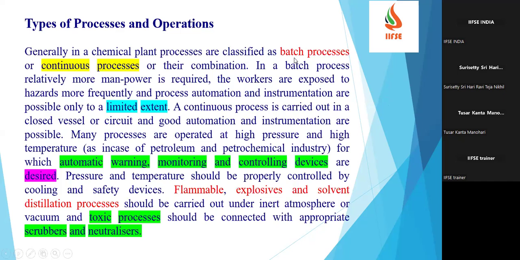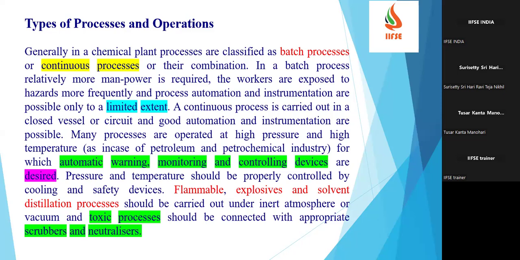If it comes to process hazards, there are two kinds of processes. One is a batch process, the other one is a continuous process. If you see the types of process and operations, generally chemical plant processes are classified as batch and continuous or their combination. Sometimes they'll have a combination of both. In the batch process, relatively more manpower is required, the workers are exposed to the hazards more frequently, and process automation and instrumentation are possible only to a limited extent.